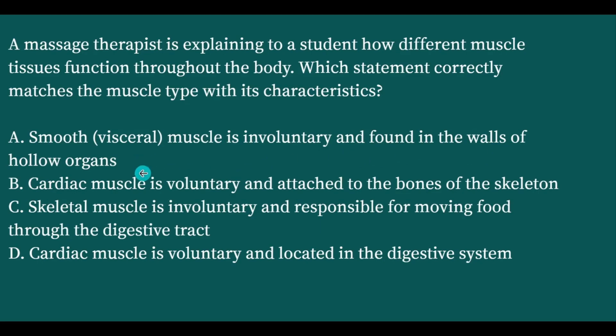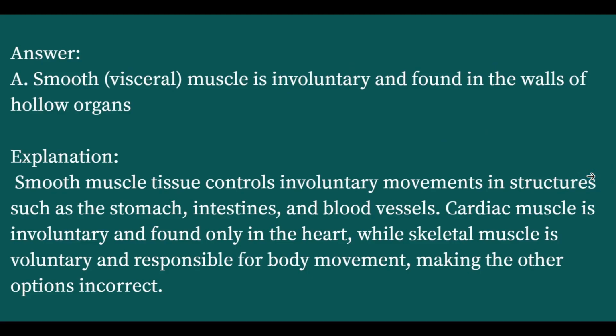Let's just make sure that there isn't anything else. Cardiac muscle is voluntary and attached to the bones of the skeleton. That's not true. Cardiac is heart muscle. C, skeletal muscle is involuntary. No, that's not right. We can stop there. Cardiac muscle is voluntary. That's not right. We can stop there. All right, so we know it's A. Smooth muscle tissue controls involuntary movements and structures such as the stomach, the intestines, and the blood vessels. Okay.